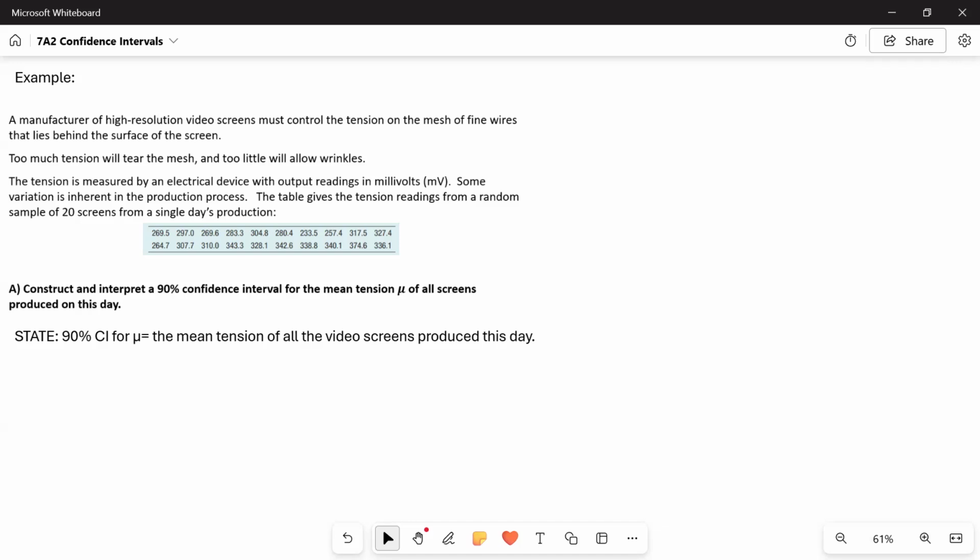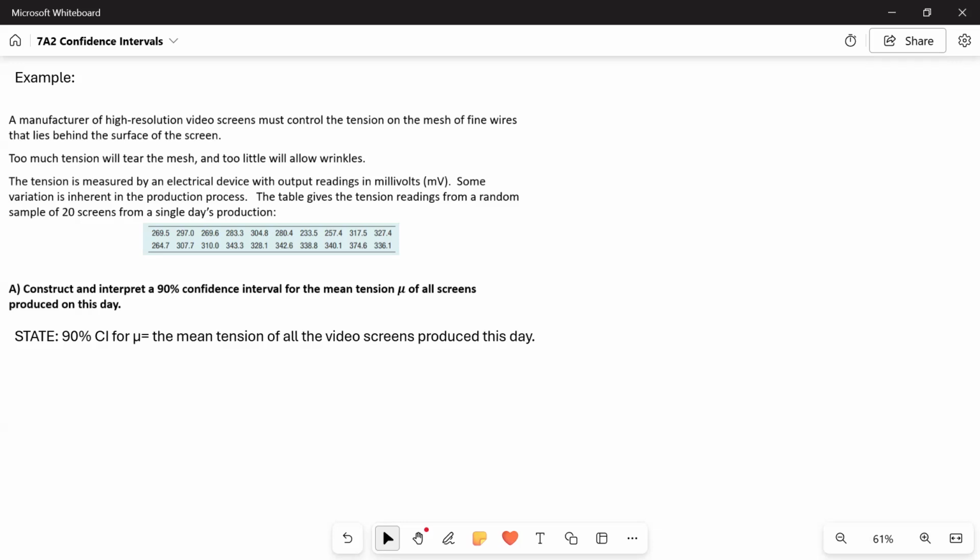define your parameters. So we want to construct a 90% confidence interval for mu equals the mean tension of all the video screens produced this day. It's very important that you have both of those things and you define the parameter in context of the problem. Make sure you give the detailed context as well.